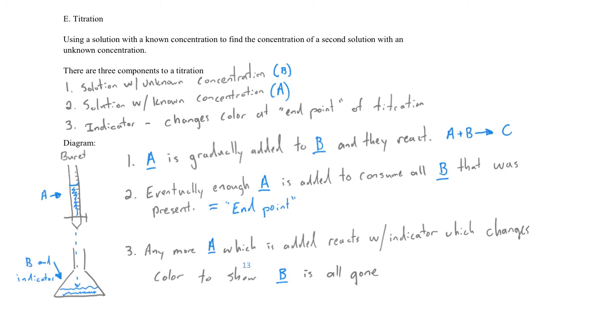Now, if we know how much of A we added and we know how many B molecules reacted with it, it turns out that means we can establish the concentration of our unknown. On the next page, we're going to see how we actually do this with a real example. Let's go take a look.